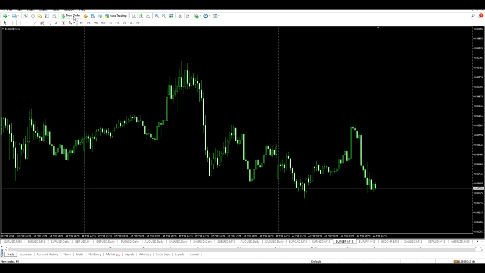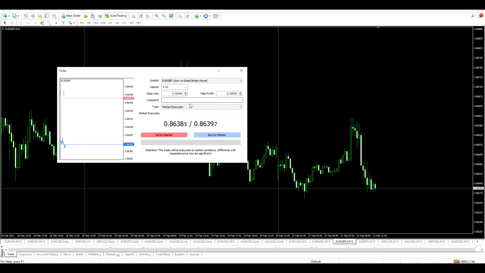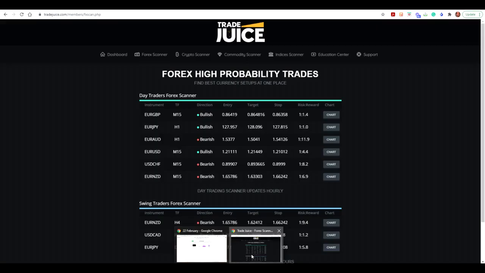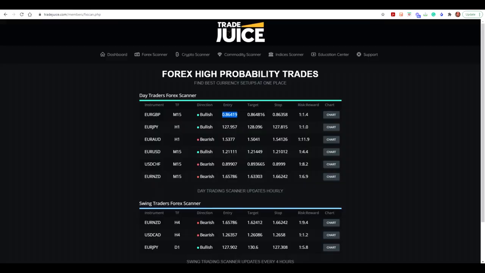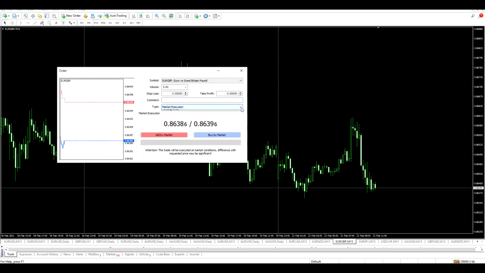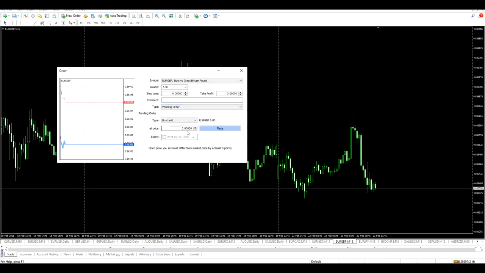So I do want to set up a new order, a bullish order, so I'm going to buy and all I need to do now is just have a look at where my entry would be, which is that. I'm going to copy it. And because price is not at that level yet, I'm going to enter a pending order and I'm going to enter a buy stop limit at this price. It's as simple as that.